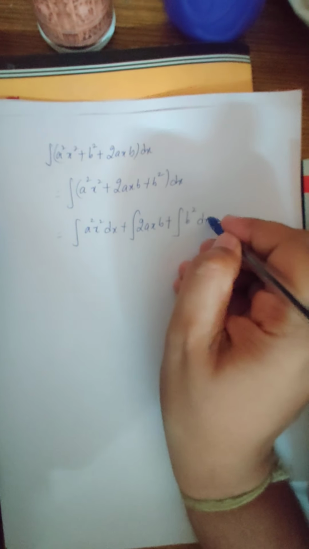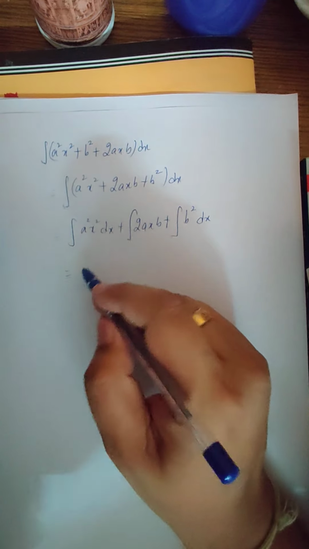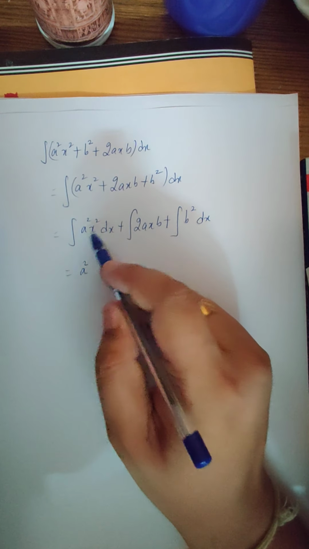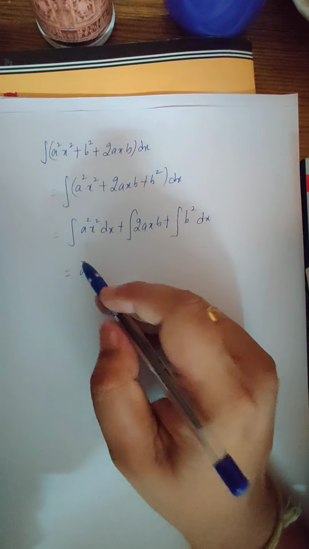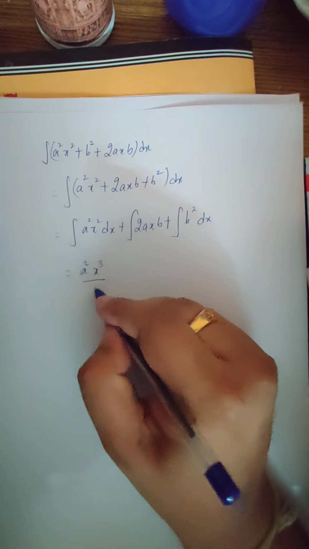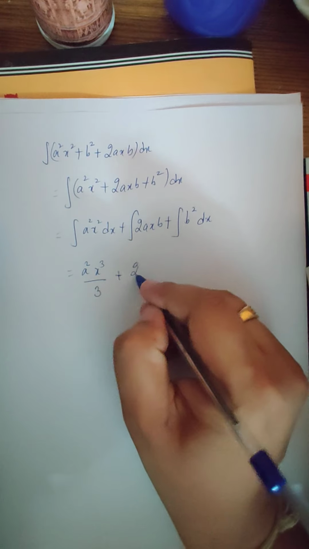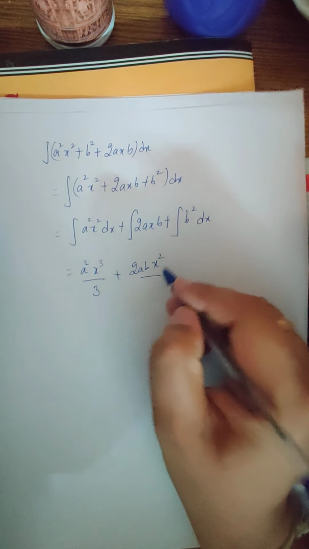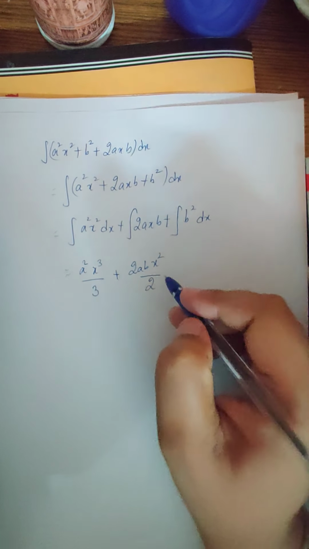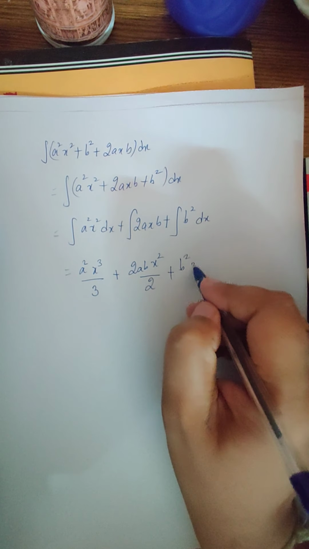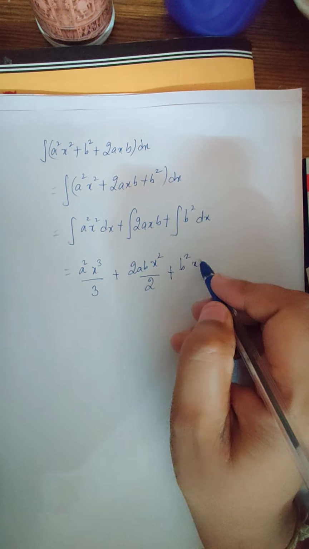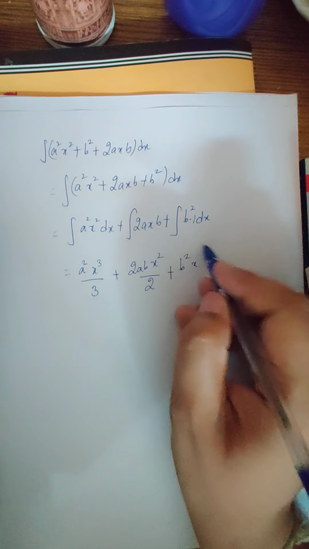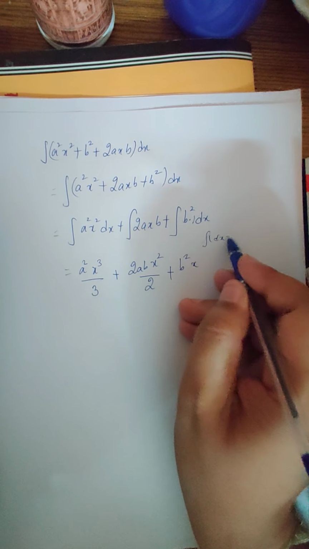Here a square is a constant, so we take it out: a square into integration of x power n, which is x power 2 plus 1. N is 2, so 2 plus 1 is x power 3 by 3, plus 2ab into integration of x power 1, which is x power 1 plus 1, x power 2 by 2, plus b square into x power 0. I already taught you in the previous problem, so this will be x. This is into 1, so integration of 1 dx equals x.